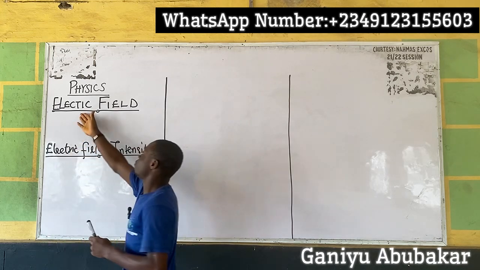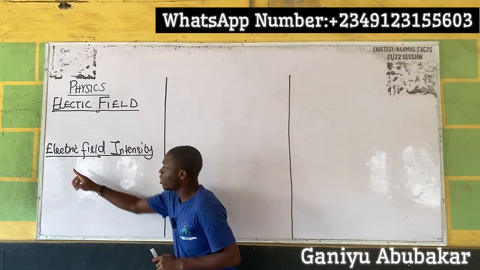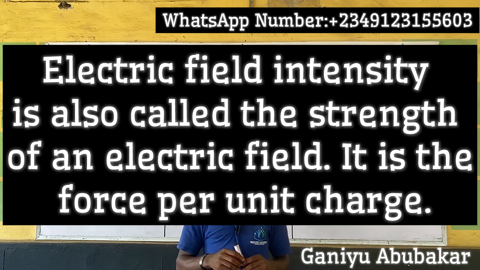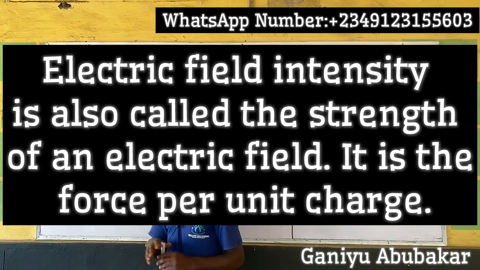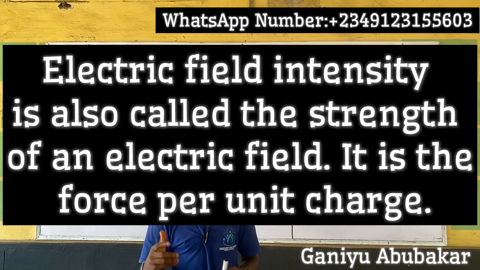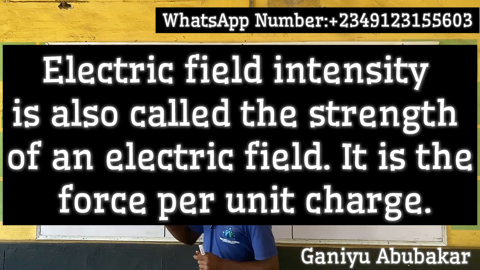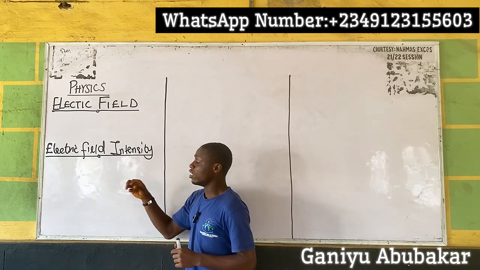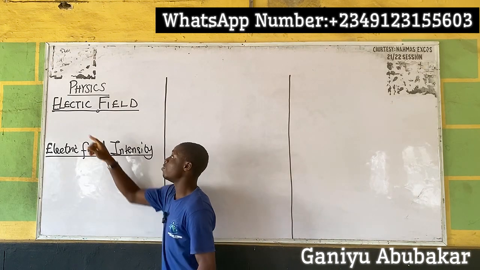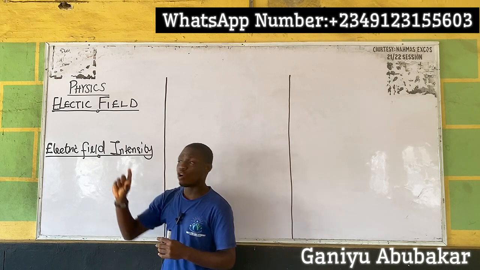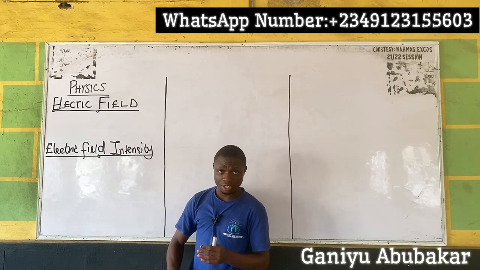Having explained electric field, let's look at the concept of electric field intensity. Electric field intensity is also called the strength of electric field, right? And it is simply the ratio of force to the charge. So I'm saying that electric field intensity is also called the strength of electric field, and by definition, it's simply the ratio of force to charge, right?